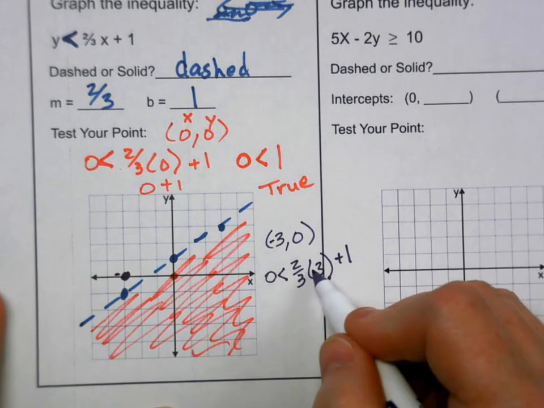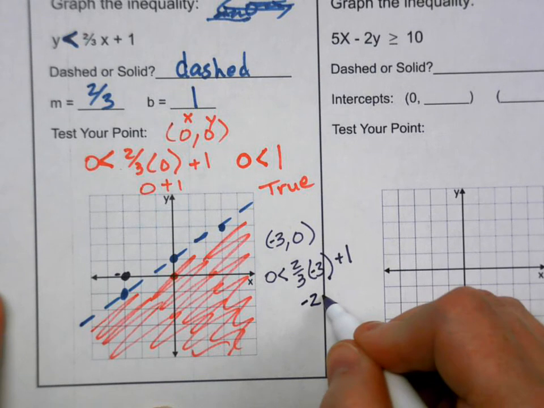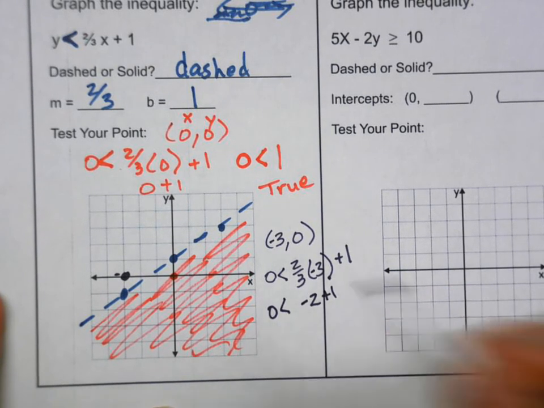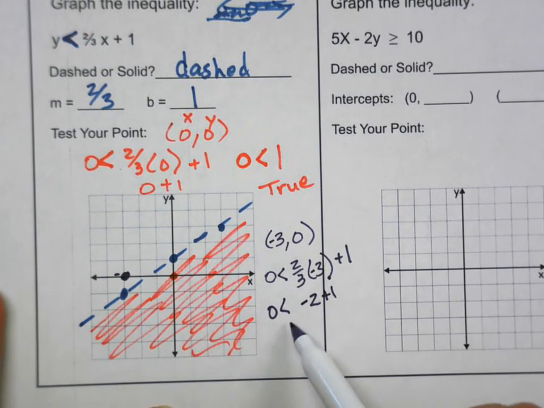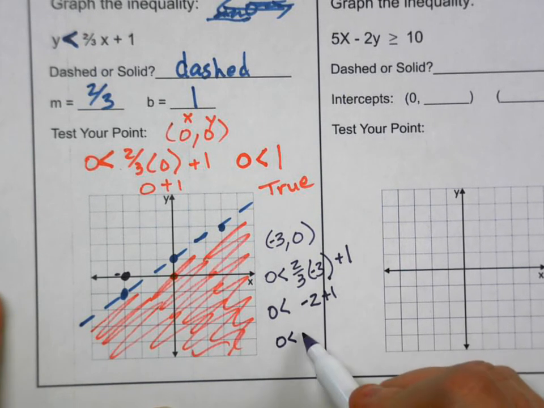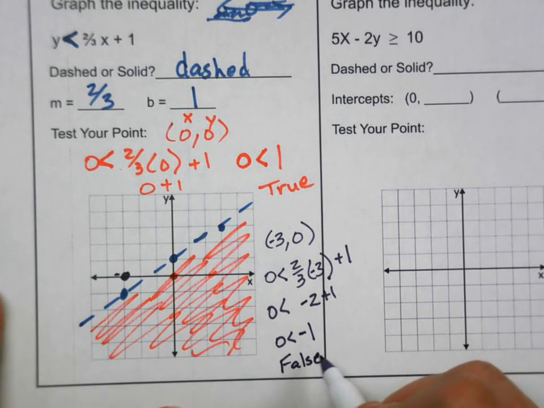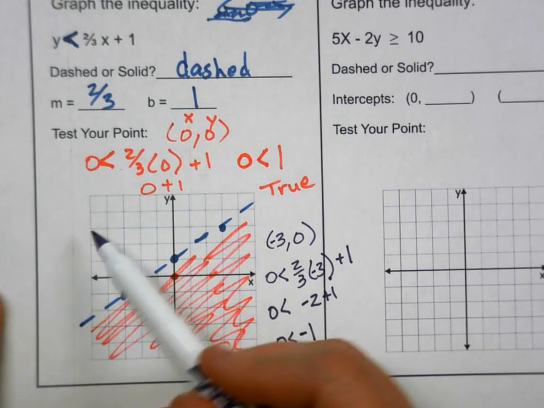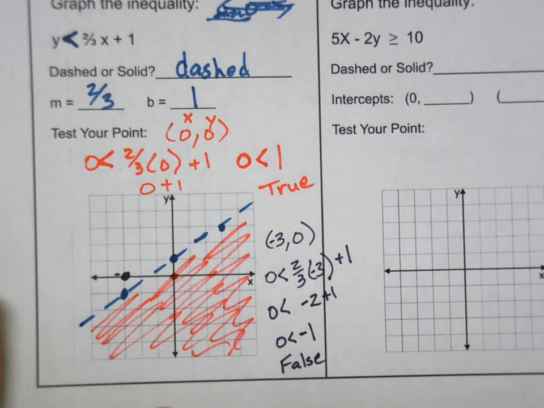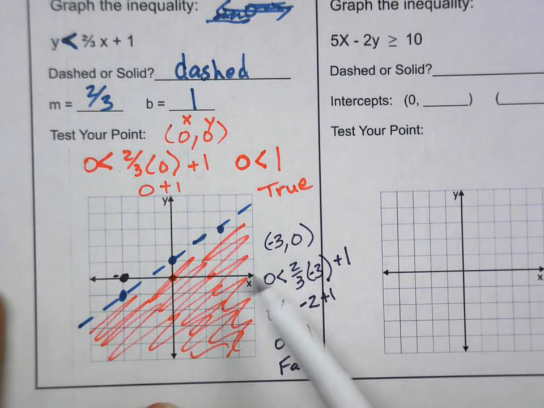So it's on the negative side, so times -3. 2/3 times -3 gives me -2 plus 1. So 0 is less than -2 plus 1. What is -2 plus 1? -1. Is 0 less than -1? No, it's greater. So that's false. The reason this side is not shaded is because it wouldn't make our equation true. We only shade the side where all of the points are going to make our equation true.